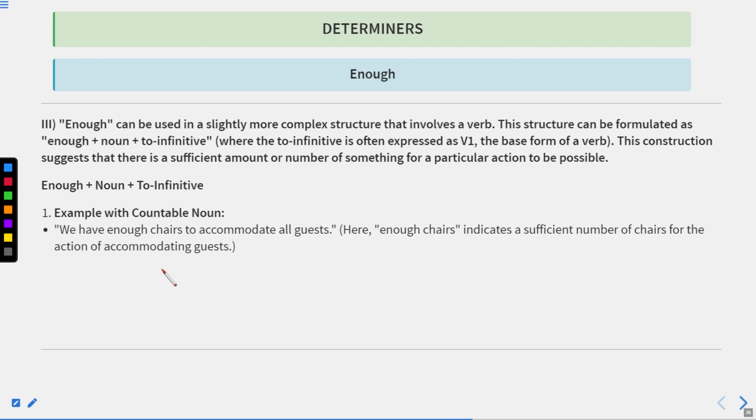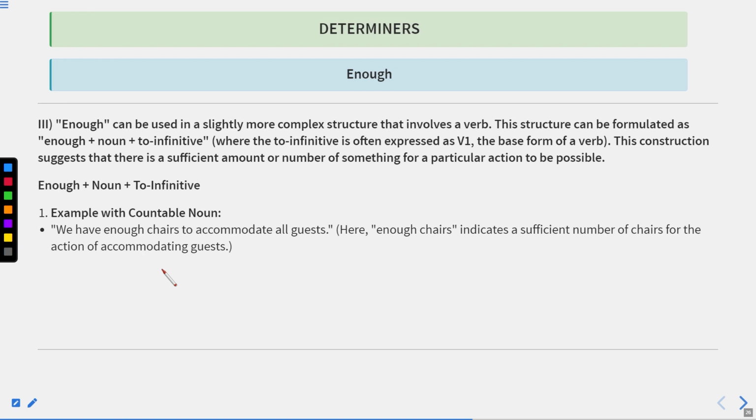Now let us move to the next one. Enough can be used in a slightly more complex structure that involves a verb. This structure can be formulated as enough plus noun plus to plus infinitive, where the to-infinitive is often expressed as verb 1, the base form of a verb. This construction suggests that there is a sufficient amount or number of something for a particular action to be possible. Enough plus noun plus to plus infinitive.